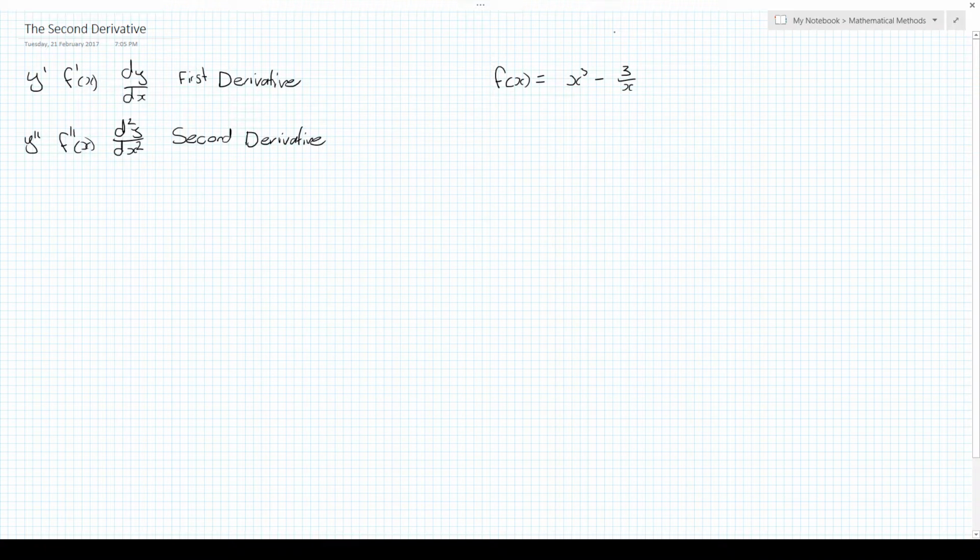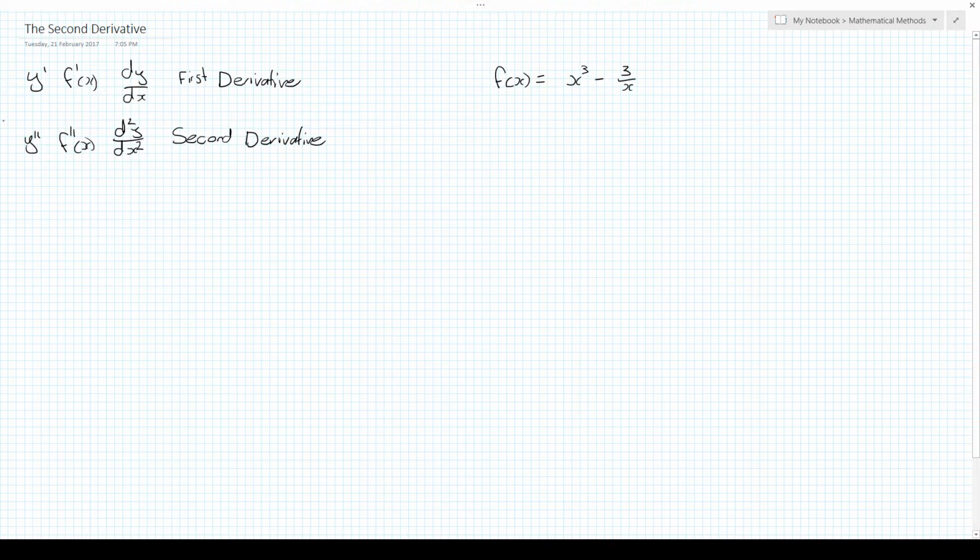Let's make that 3 a little bit neater. x cubed minus 3 on x. So let's work out our first derivative. These are just basic, using our basic derivative rules. Your chain rule, product rule, and quotient rule can all be used with your second derivative.